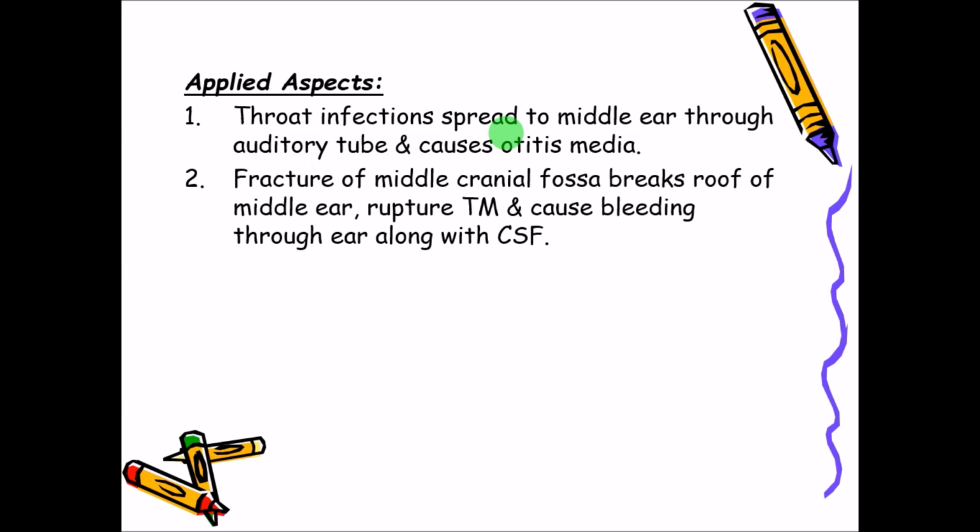Sometimes fractures of the middle cranial fossa. There are three fossae in the cranial cavity: anterior, middle, as well as posterior cranial fossa. So if there is a fracture of the middle cranial fossa, that leads to breaking of the roof of the middle ear, rupture of the tympanic membrane, and causes bleeding through the ear. Sometimes you see bleeding through the ear, along with CSF coming out. This is because of the fracture in the middle cranial fossa and rupture of the tympanic membrane, which leads to bleeding from the ear as well as draining of the CSF.